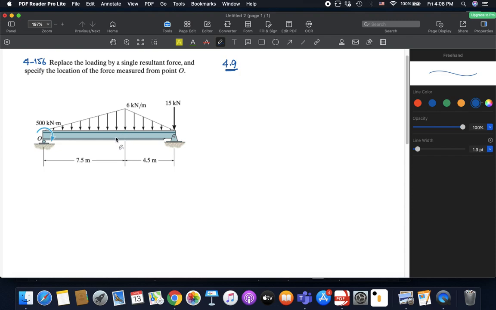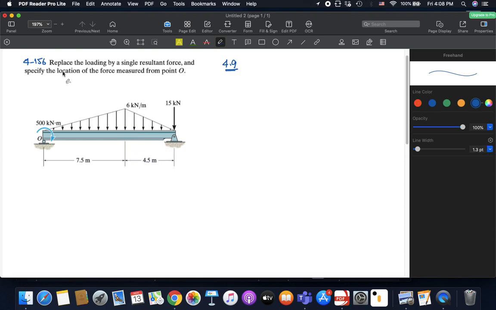The problem is showing us a beam over which there is a distributed loading in this way. Now, you could see that we have distributed loading, we have point or concentrated loading here, and then we have a moment at point O with a value of 500 kilonewton meters. The dimensions of the beam are given as 7.5 meters to this point and 4.5 to this point.